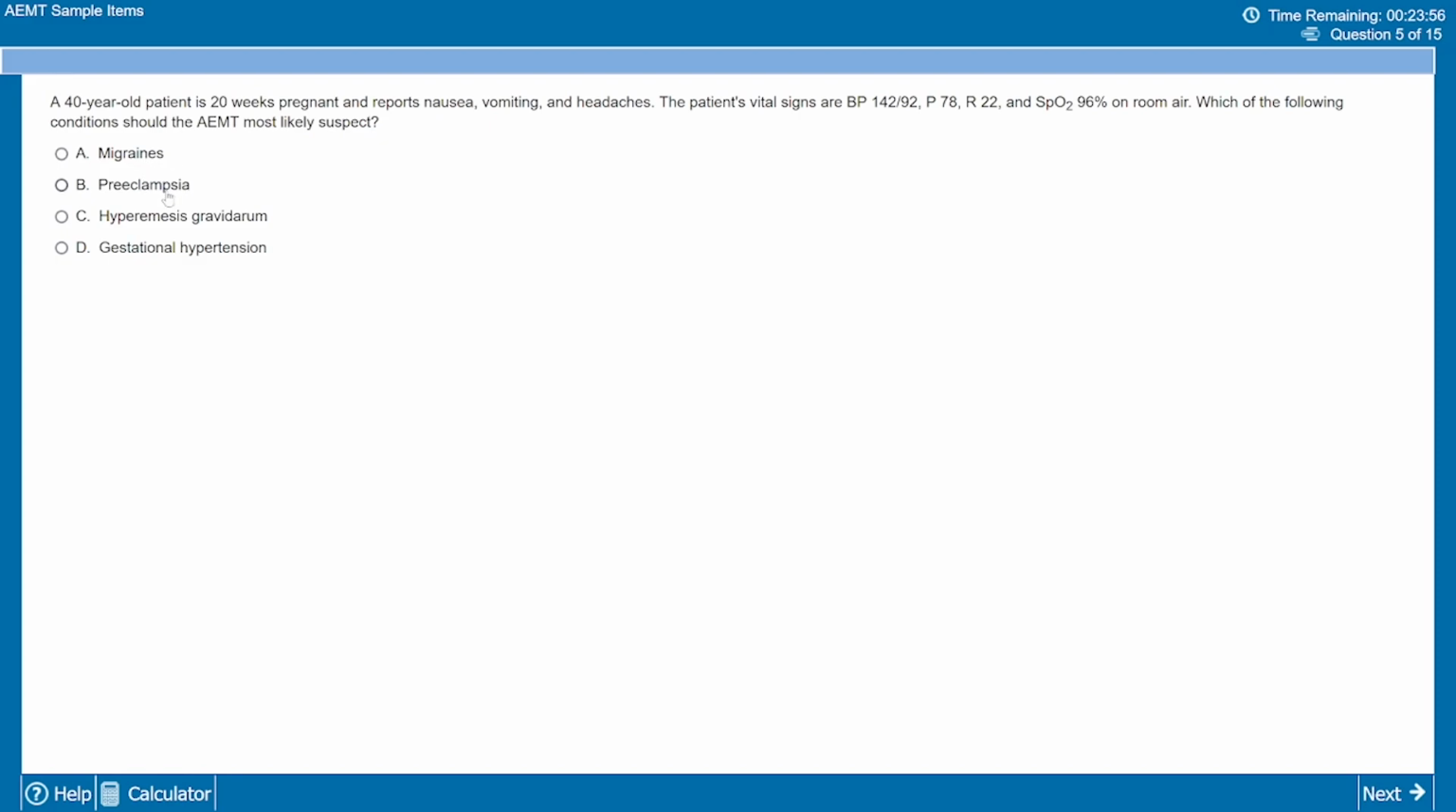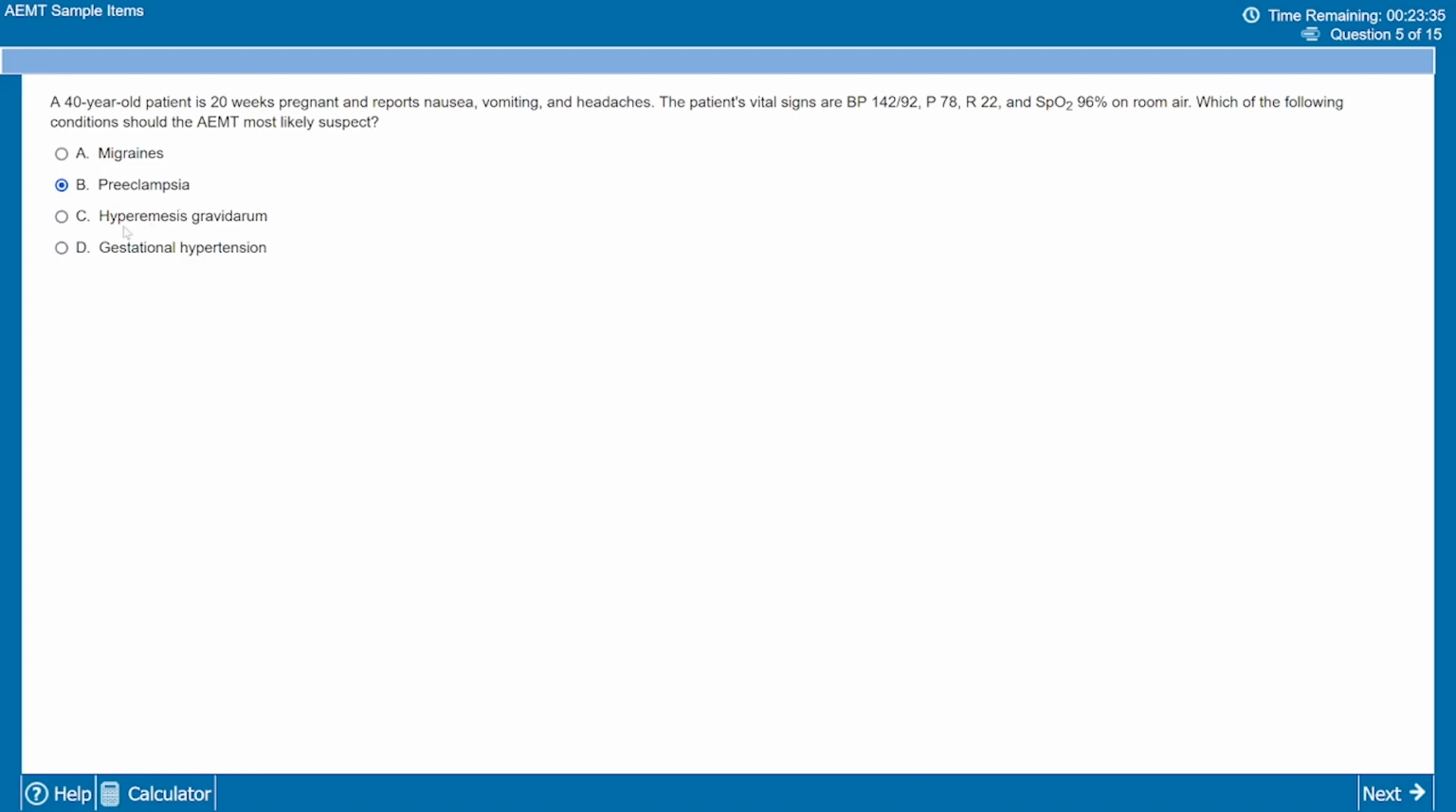But the real correct answer is preeclampsia. This patient is 20 weeks pregnant. They have headaches, and their blood pressure is elevated. These are all hallmark signs for preeclampsia, and if you don't know this, you need to learn preeclampsia and eclampsia before you take the National Registry test.